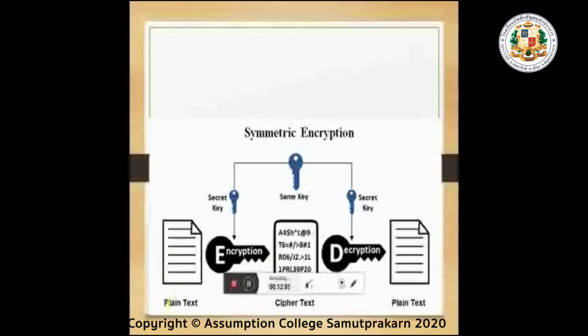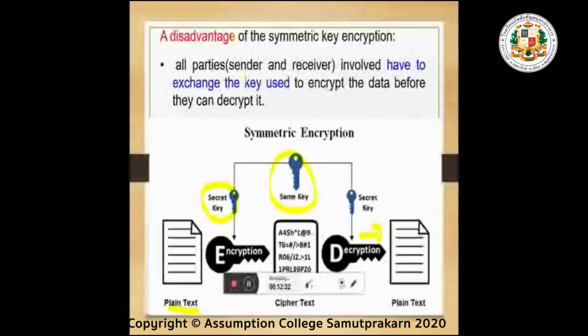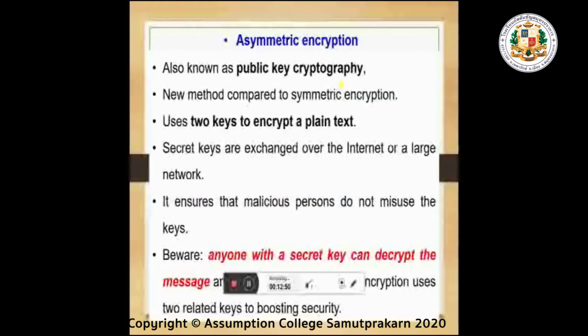So here's the diagram. From plain text, a secret key is used to encrypt, or to change it into a ciphertext. The same secret key will also be used to decrypt, or to make the ciphertext return to plain text again. Remember, it uses one secret key only. So the disadvantage of symmetric encryption is that the sender and the receiver will use one, the same secret key, to encrypt and decrypt the data.